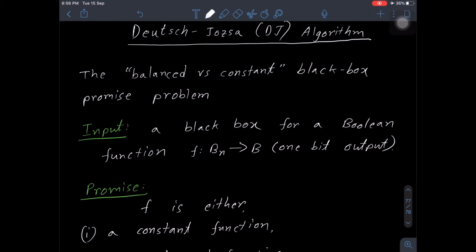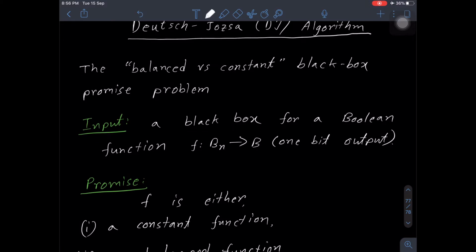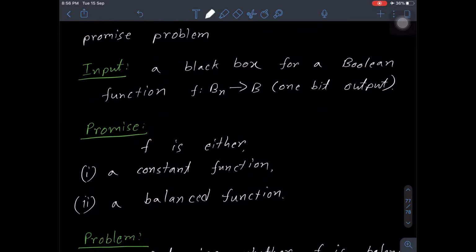All right. So this was published in 1992. The rough statement is a balanced versus constant black box problem. So how does it work? The input is thought of as a black box. What it does is that you give it a binary string of n bits. This is f, a black box.